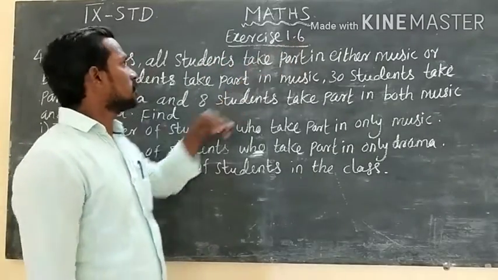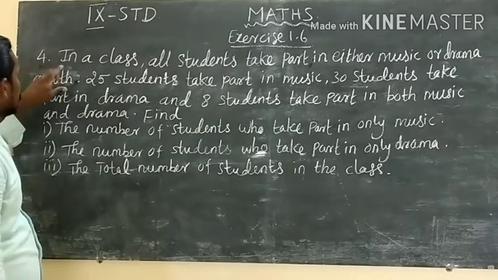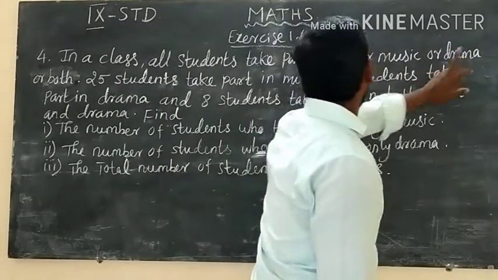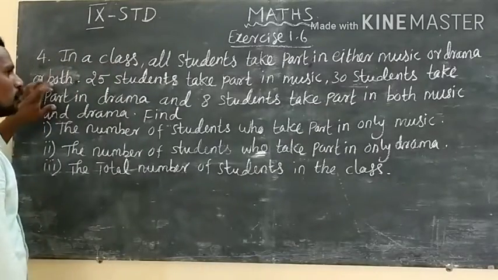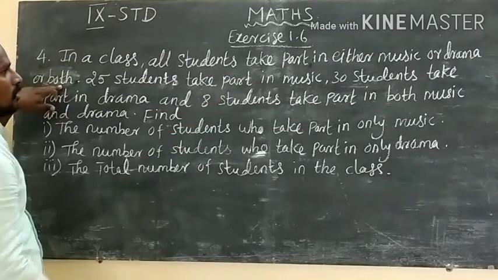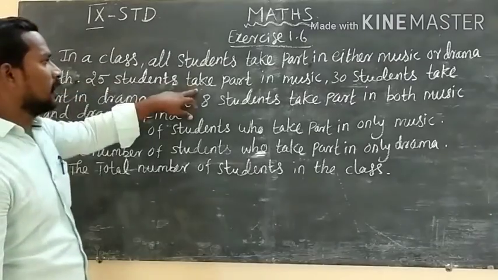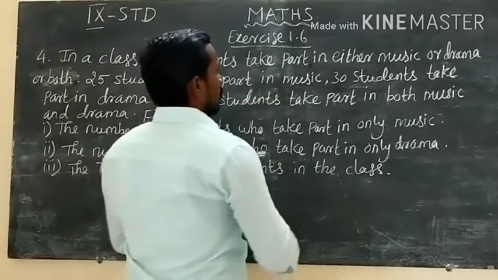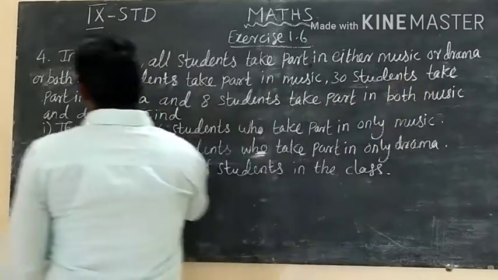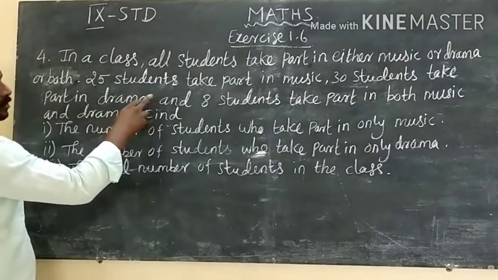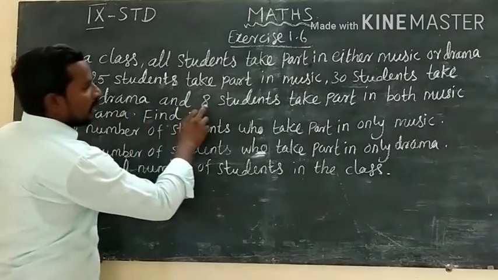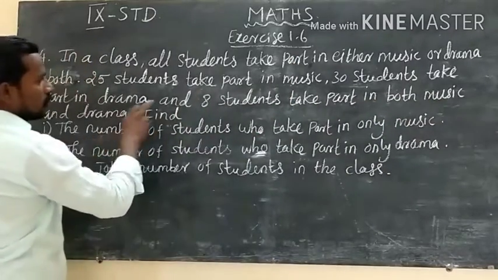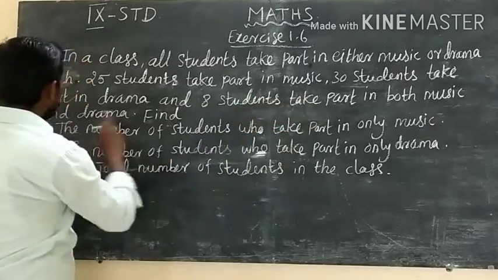Exercise 1.6, the fourth question. In a class, all students take part in either music or drama or both. Both means music or drama. So 25 students take part in music, 30 students take part in drama, and 8 students take part in both music and drama.